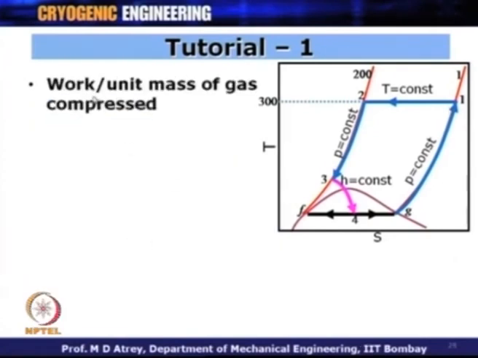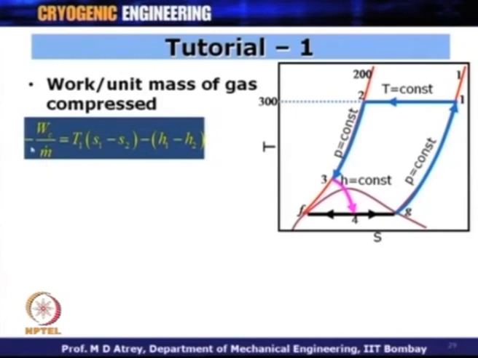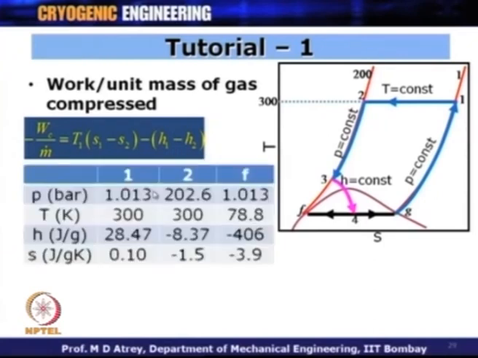Now, let us calculate the work per unit mass of gas which is compressed. Again, understand that this is W upon m dot. So, apply the formula, which is minus Wc upon m dot is equal to T1 into (S1 minus S2) minus (H1 minus H2). Again, take the property data from this table, put the values of S1 and S2, and H1 minus H2.